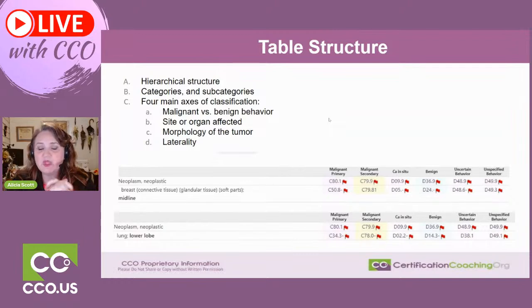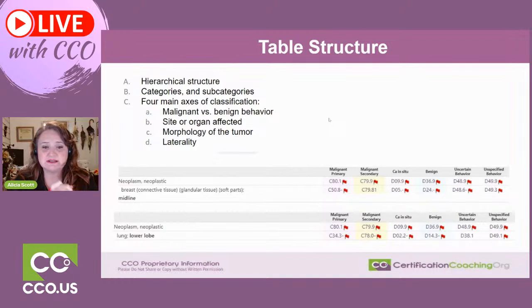Let's talk about the table structure of the neoplasm table. There's a hierarchical structure, and it's all done alphanumeric, which really it's just alphabetical. It's not really alphanumeric, but it is alpha and numeric once you get past the first character. There's categories and subcategories, and there's four main axes of classification. The first thing is: is it benign or is it malignant? And site or origin affected. It's all about the body part. Then morphology of the tumor and laterality can be included.